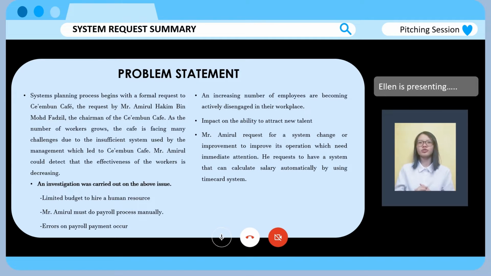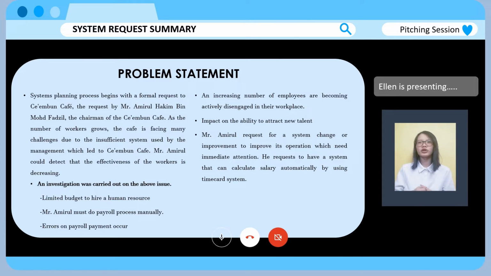An investigation was carried out on the above issue. Findings revealed that there is a problem in the limited budget to hire human resources. He needs to manage employee scheduling, record updating, and billing all by himself. He must do the payroll process manually. Errors such as calculating hours worked in the timesheet, number of working days, wages, verifying the payroll, and preparing payslips occur.